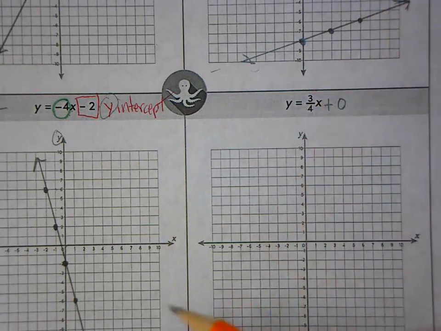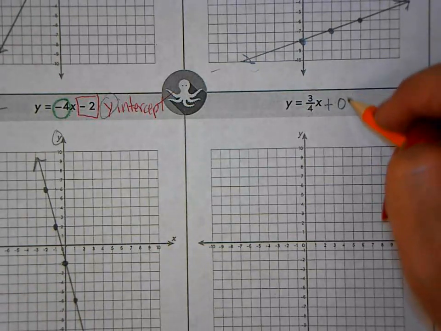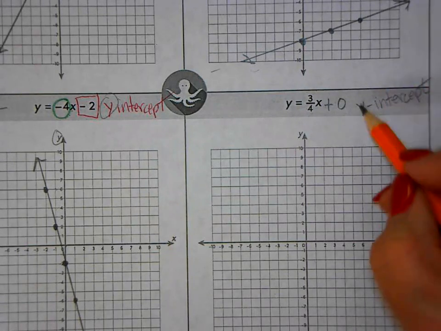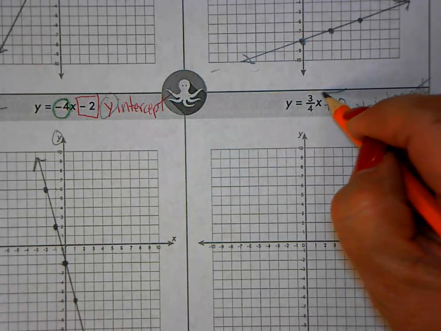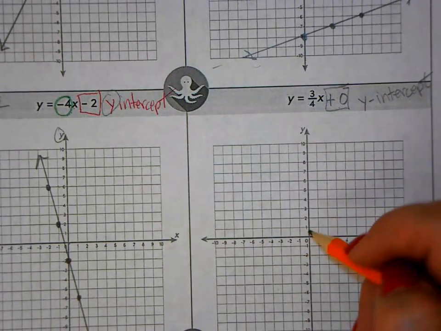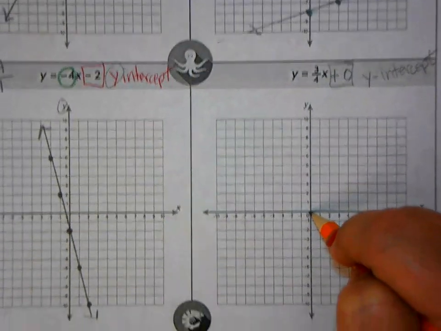So you can now, using your inferencing, your reading skills, know that that is going to be a y-intercept. If you see it that way and you want to put that +0 so that you can remember, you're more than welcome to do it. Do what's best for your brain to organize your thinking.